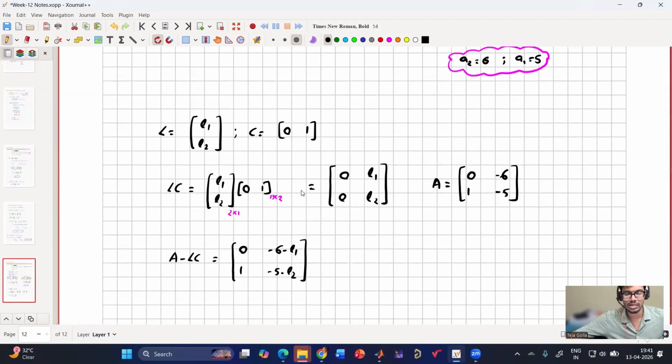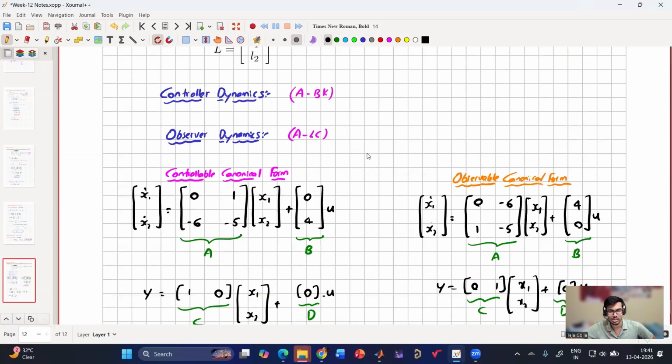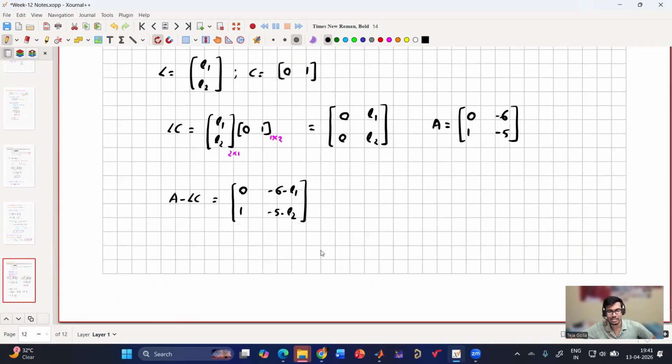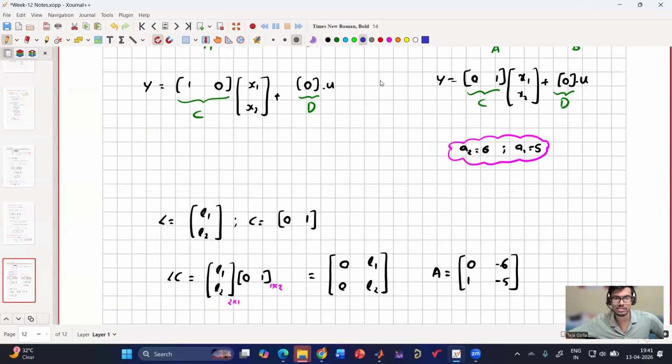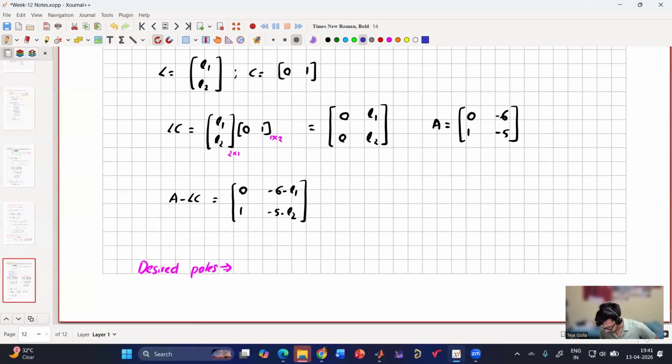Now let us go back and see what they have asked. They have said the full order observer poles should be at minus 4 plus j, minus 4 minus j. So the desired pole locations are given as minus 4 plus j, minus 4 minus j. Now I have to get the desired characteristic equation.